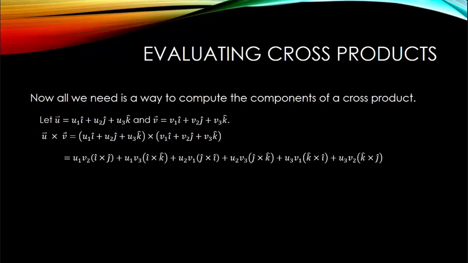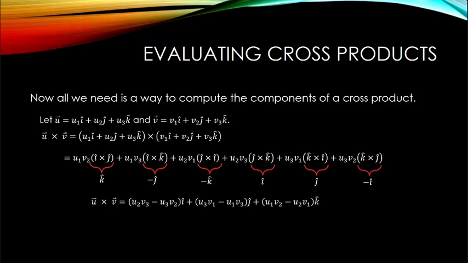i hat cross j hat is k hat, i hat cross k hat is negative j hat, j hat cross i hat is negative k hat, j hat cross k hat is i hat, k hat cross i hat is j hat, and k hat cross j hat is negative i hat. So that means that u cross v is equal to u sub 2 v sub 3 minus u sub 3 v sub 2 i hat, plus u sub 3 v sub 1 minus u sub 1 v sub 3 j hat, plus u sub 1 v sub 2 minus u sub 2 v sub 1 k hat.